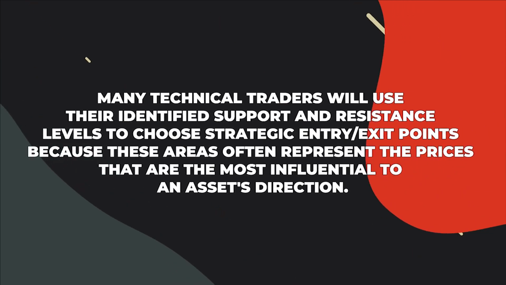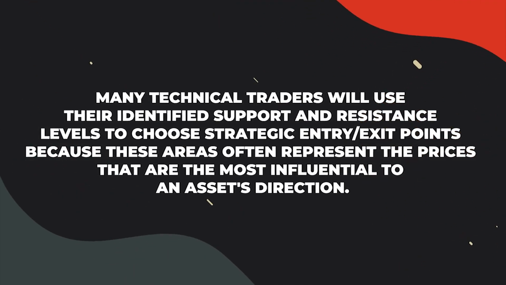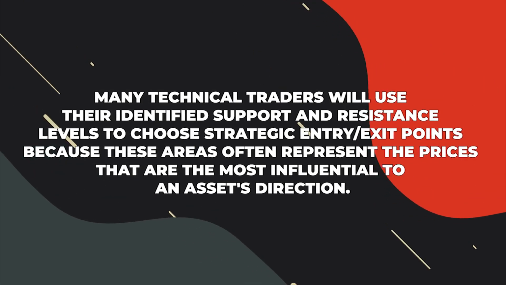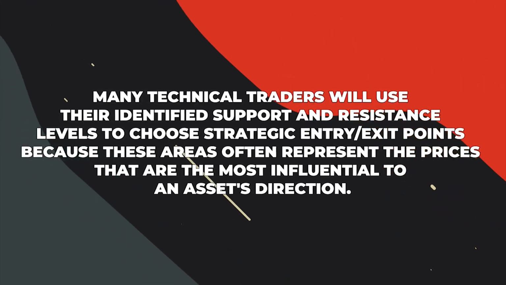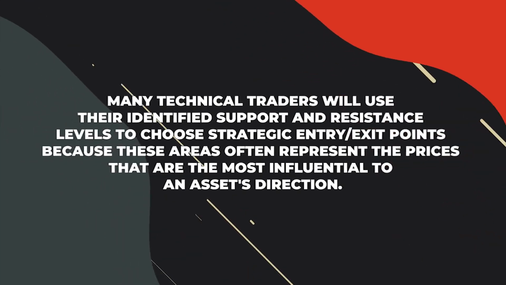The support or resistance of an identified level, whether discovered with a trend line or through any other method, is deemed to be stronger the more times that the price has historically been unable to move beyond it. Many technical traders will use their identified support and resistance levels to choose strategic entry and exit points, because these areas often represent the prices that are the most influential to an asset's direction. Most traders are confident at these levels in the underlying value of the asset, so volume generally increases more than usual, making it much more difficult for traders to continue driving the price higher or lower.